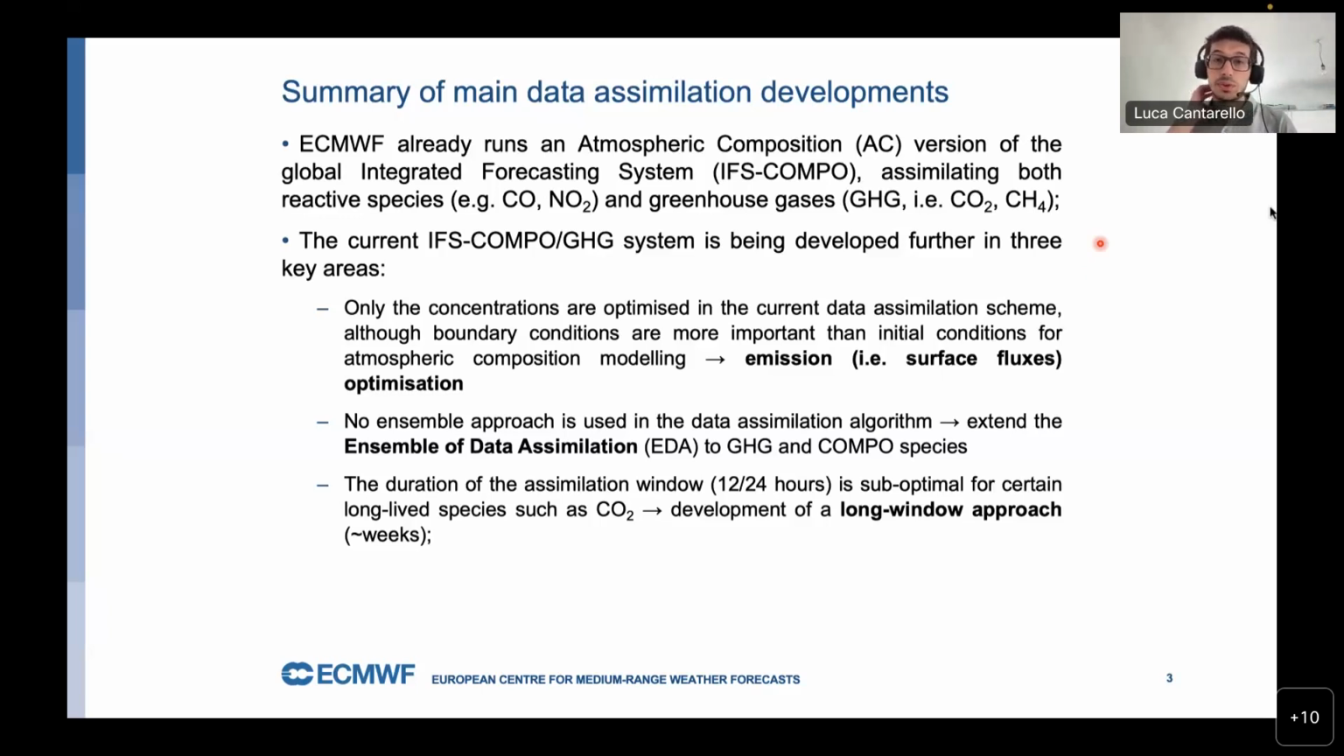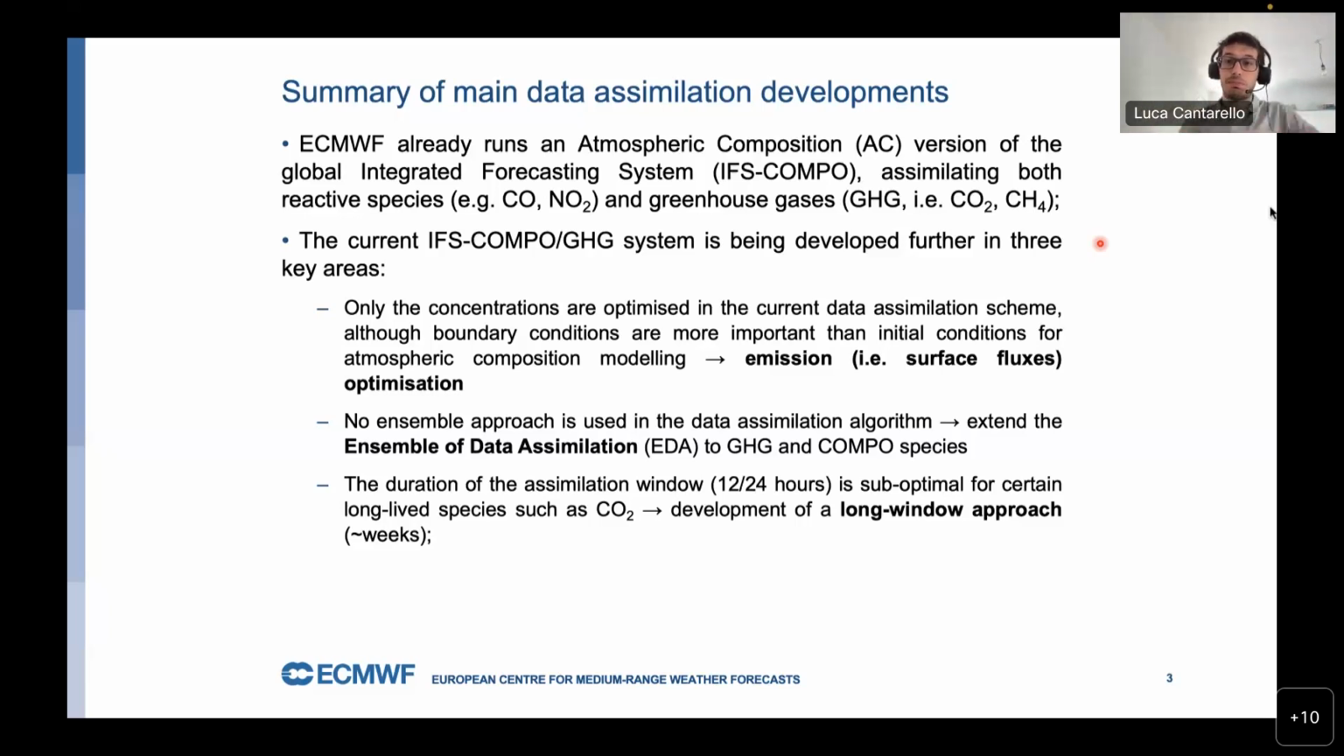One, currently the data assimilation scheme that we are using for the composition species is basically only optimizing the concentrations. And this is, of course, not enough if one wants to have a system. I mean, the atmospheric composition is mostly constrained by the boundary condition, by the emission model, the initial conditions. So having a system that manages to optimize the emissions is, of course, necessary.